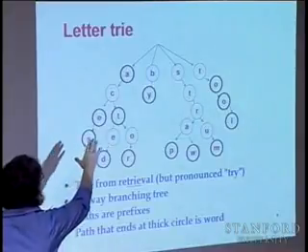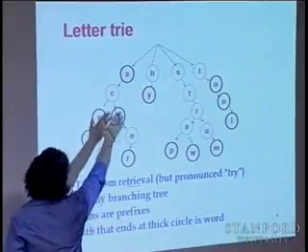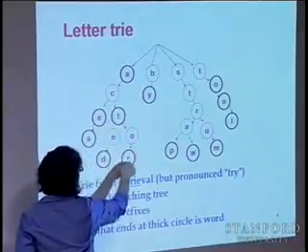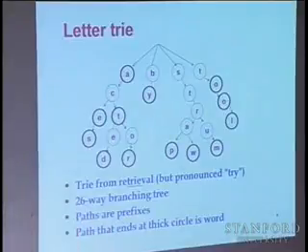So A is a word, and ace is a word, and aces is a word. Act is a word, and so is acted and actor. And in this case, the act part is totally shared. So everything that comes off of act, acting, acted, actor, actors, can all share that initial part.